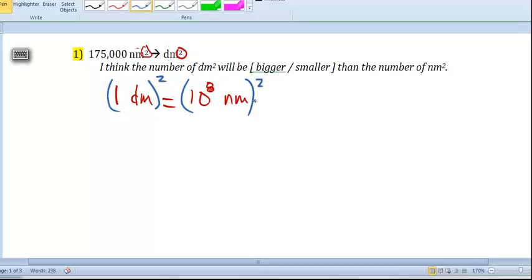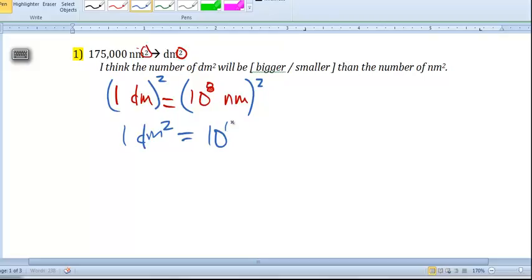Now, I'm going a little bit slow on this one. I realize some of you who are a little more comfortable with it can skip ahead, but for those that want a little more reinforcement, a little more assurance, I'm going to go a little more stepwise through this first one. So bear with me. When we square, 1 squared is still 1. Decimeter squared is decimeter squared, equals 10 to the 8th squared, which is 10 to the 8 times 2, or 10 to the 16th, and then nanometer squared.